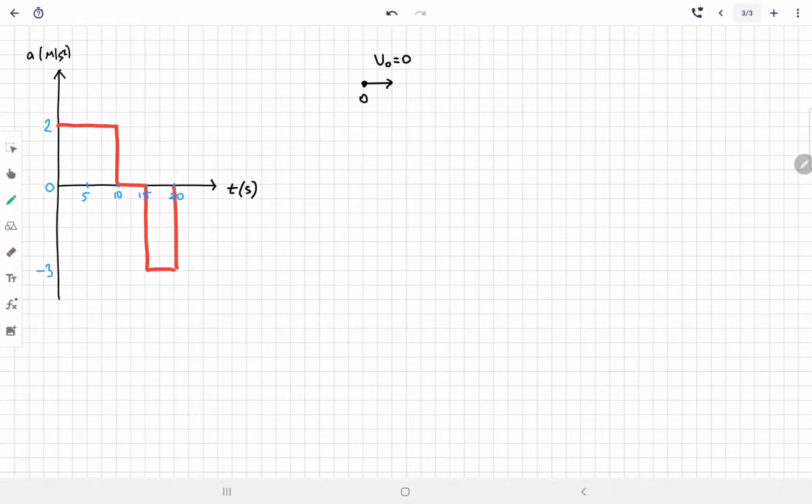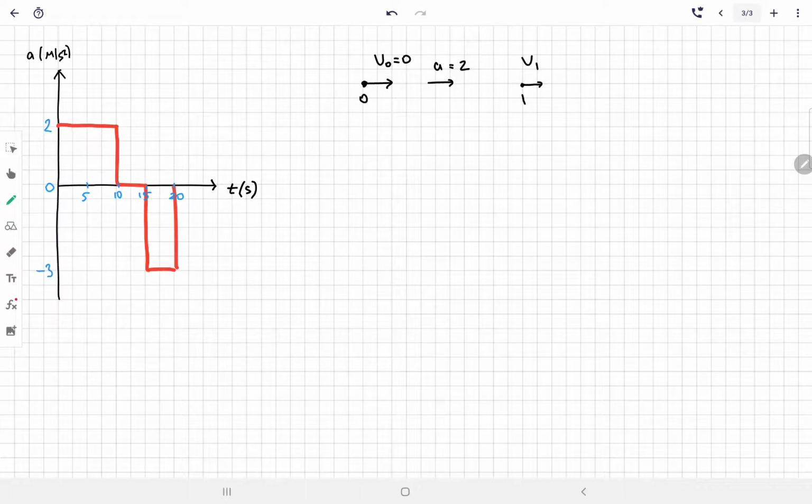So let's say it was here after 10 seconds. Let's call it point 1. And let's try to find its velocity at this point. Acceleration between these 2 points equal to 2. From graph we can say it's positive 2. It's directed to the right.